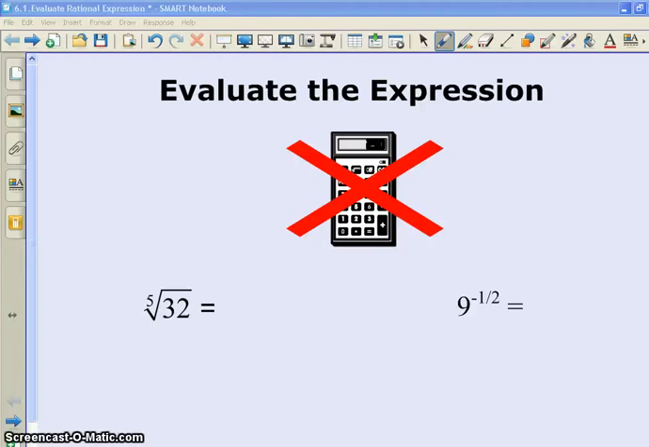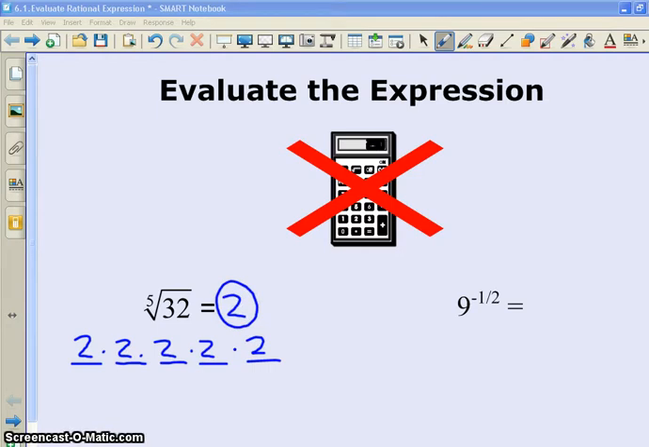This section is on evaluating rational expressions. The very first thing is the fifth root of 32, which means that we have the same number multiplied together 5 times. So we know it is 2 times 2 times 2 times 2 times 2. So the fifth root of 32 is 2.